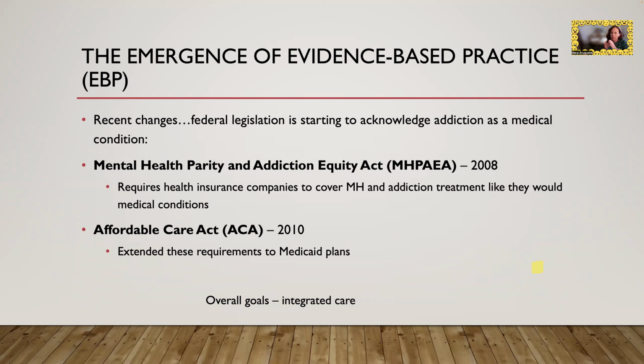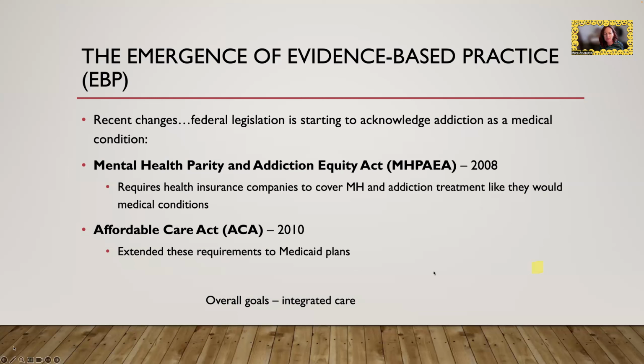Well, what parity means is that we're going to treat something the same, right? And so in 2008, an act was passed called the Mental Health Parity and Addiction Equity Act. What that did is it required health insurance companies to cover mental health and addiction treatment in the same way that they would cover medical conditions. Because what was happening is that insurance companies were just saying, oh, we'll cover treatment for depression, but we're not going to reimburse for treatment for addiction. They had choices, the insurance companies, and many of them were not paying for this stuff. So people weren't able to access it.